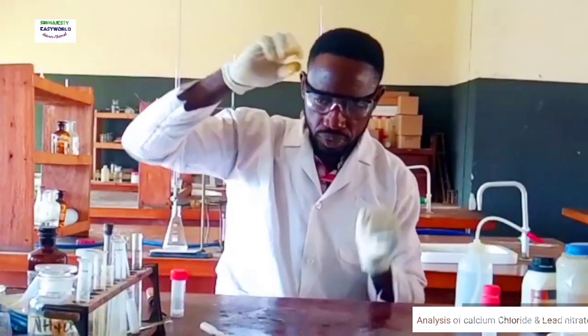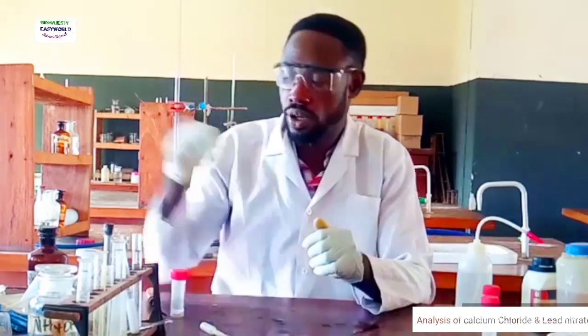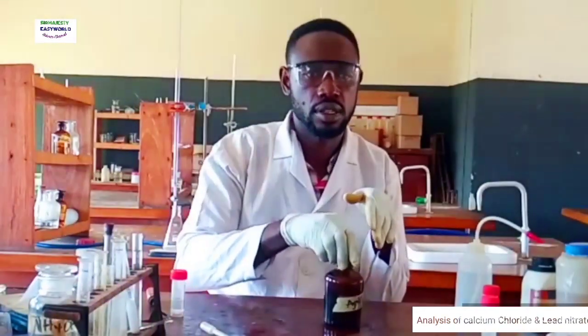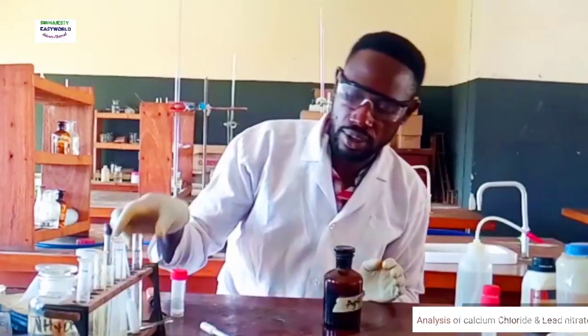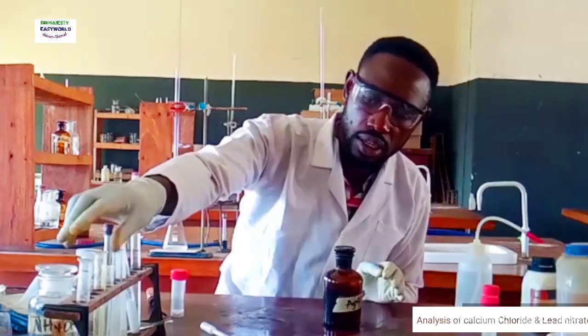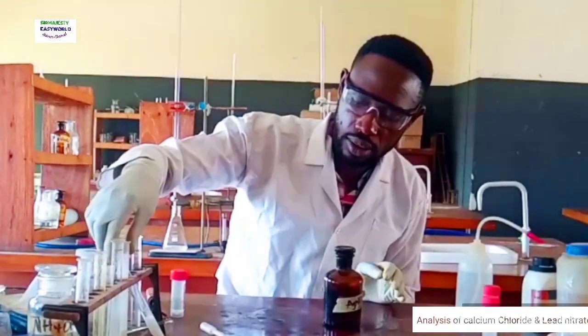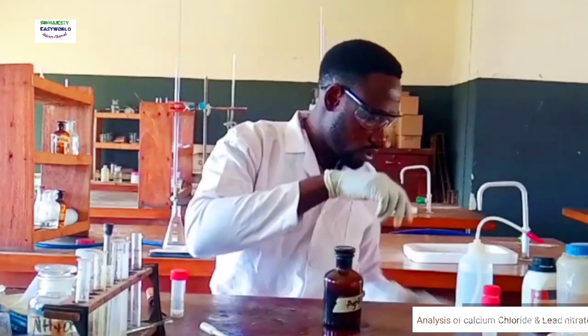Then one might also be told to test for chloride ion using silver nitrate. So, test for chloride ions using silver nitrate. We will use the same pattern. I have to discard some of this.